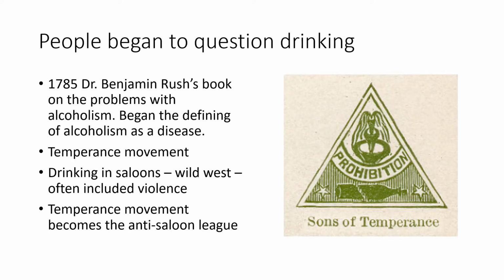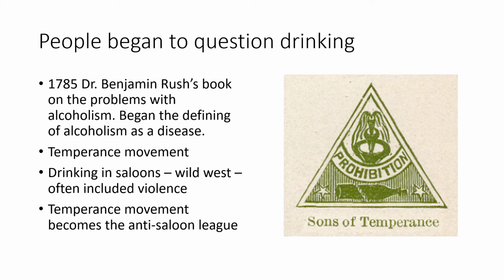Very early, people began to question drinking and the problems it created. As early as 1785, Dr. Benjamin Rush, the first Surgeon General of the United States, in one of his books on the problems with alcoholism, began to define alcoholism as a disease. This was followed by a thing called the temperance movement. Originally, the temperance movement did not want prohibition, but wanted to encourage people to drink less, drink in moderation, drink in safe places.